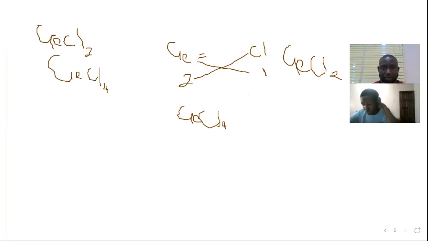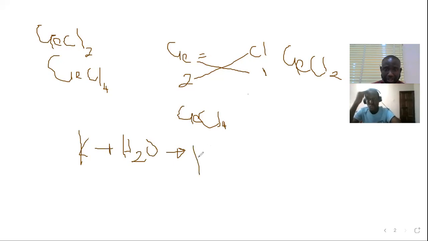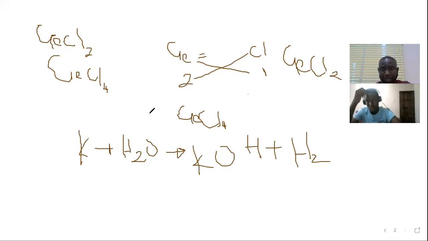Okay, I think I'm sharing my screen. Potassium reacting with water gives us potassium hydroxide, which is KOH, plus hydrogen. So just balance the equation. Potassium reacting with water gives us KOH, potassium hydroxide, plus hydrogen.